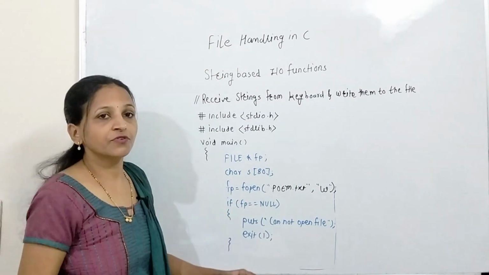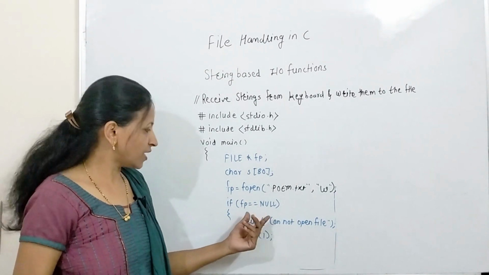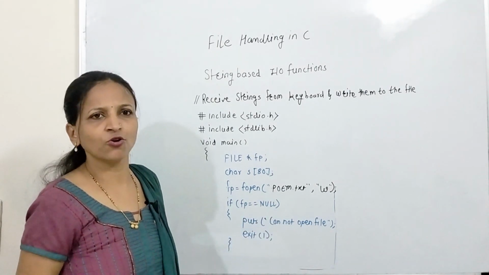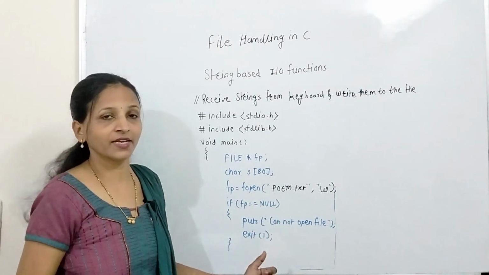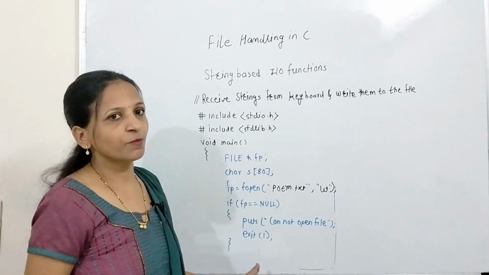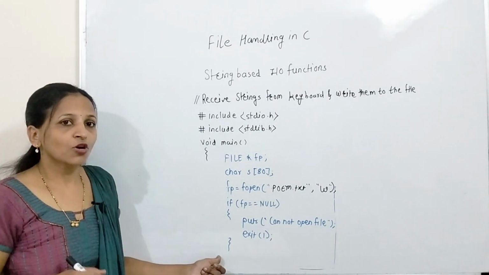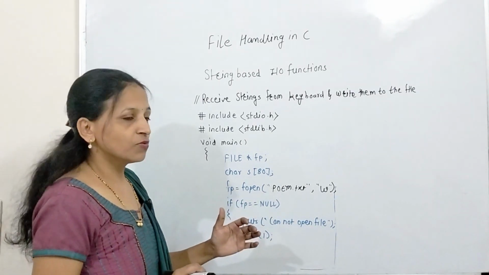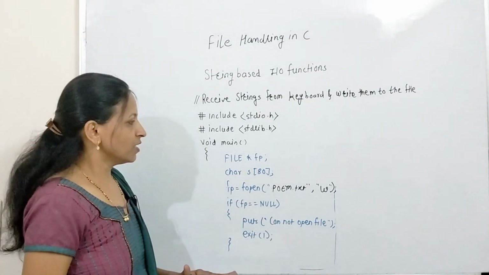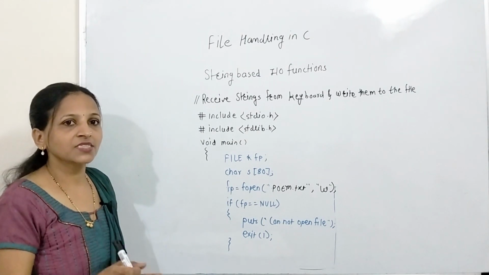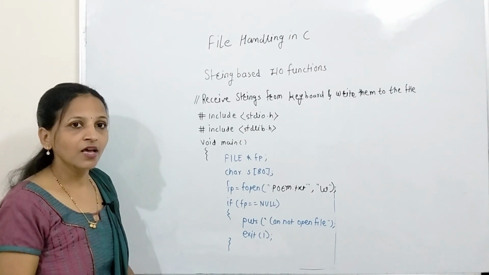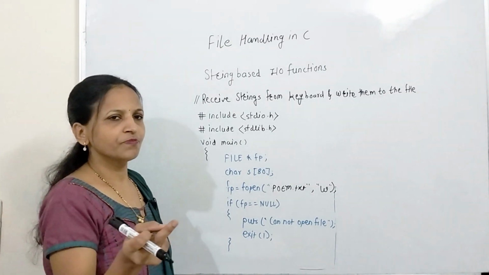That's why we have to check first that fp is equal to null, then we cannot open that file, or you can write here "cannot create file", and we have to stop that program execution. Now if it is not true, meaning fp is not equal to null, we have opened that file successfully. Now we have to write string by string into that file till there is some termination.